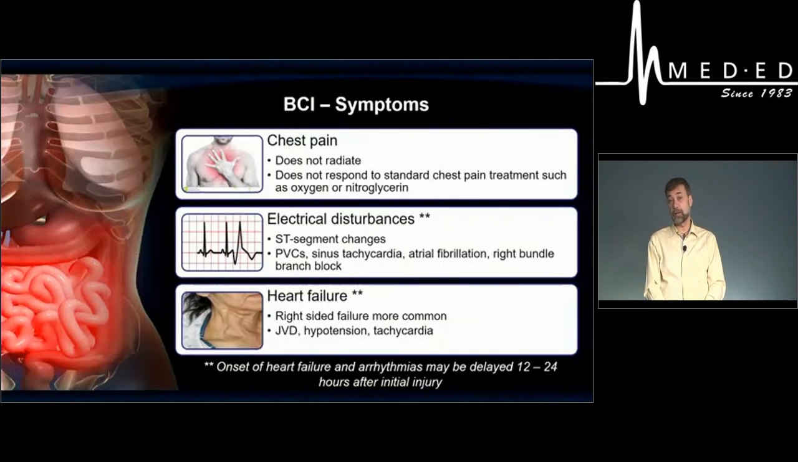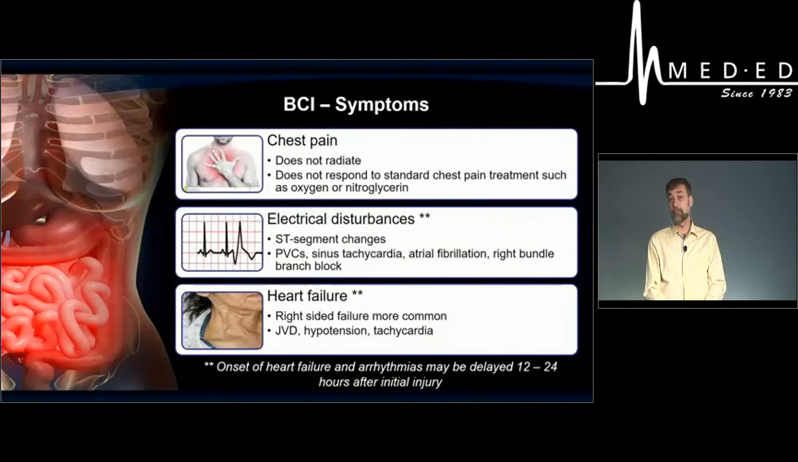Also, it wouldn't respond to standard treatment that you might use for chest pain. You know, let's say you give the patient nitroglycerin or oxygen. Those would tend to reduce the pain of an MI. They won't reduce the pain of a blunt cardiac injury. However, can I just make an obvious statement? Don't give nitroglycerin to trauma patients. I mean, they're probably hypotensive. That's the last thing they need. But if you were to do it, it probably wouldn't help anyway. So chest pain is the first main symptom of a blunt cardiac injury.